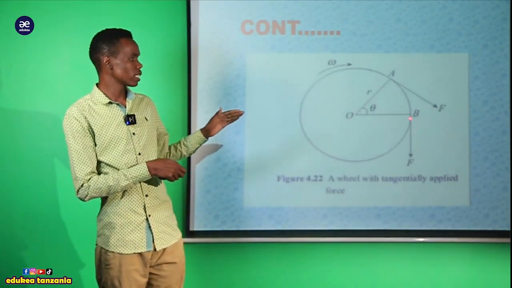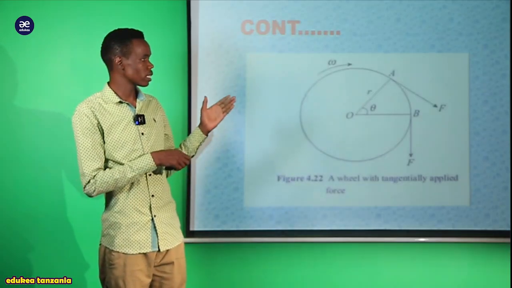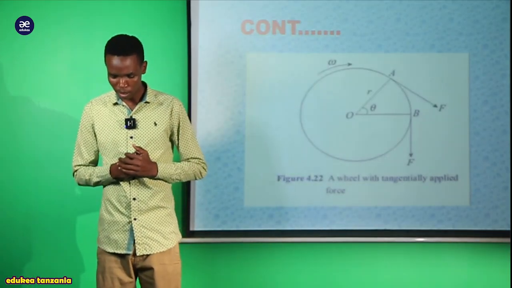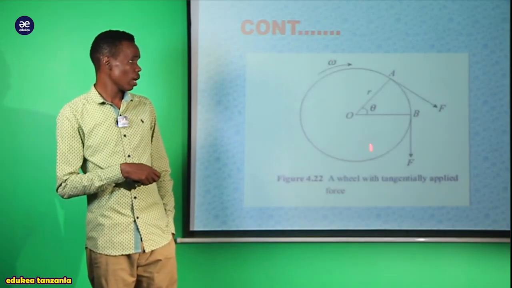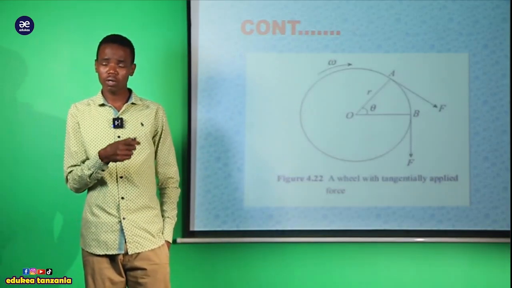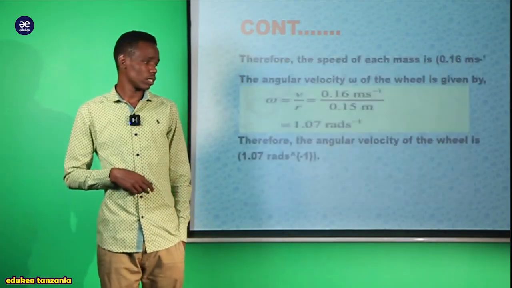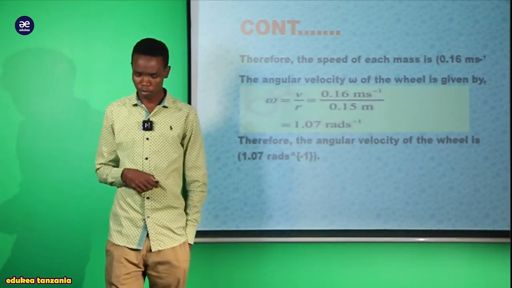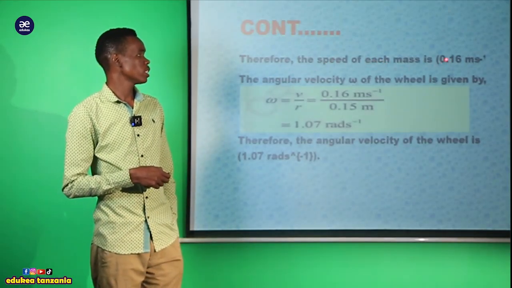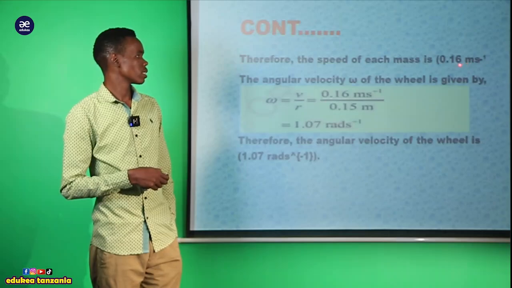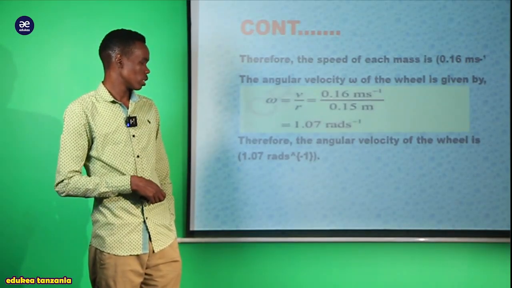Because the tangential force that is applied at point B must be equal to the tangential force that is applied at point A, my dear students. Now here is how the tangential force causes this wheel to rotate on its axis. Now we could conclude by saying that the speed of each mass is 0.16. This is an error, my dear students, that we tried to get when we demonstrated.